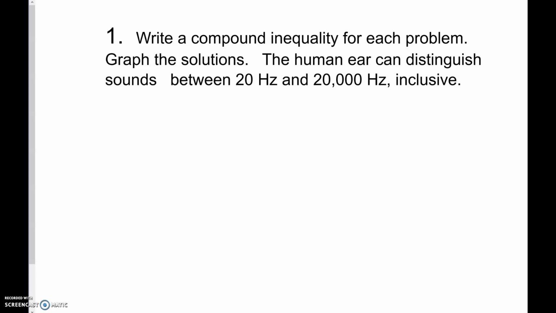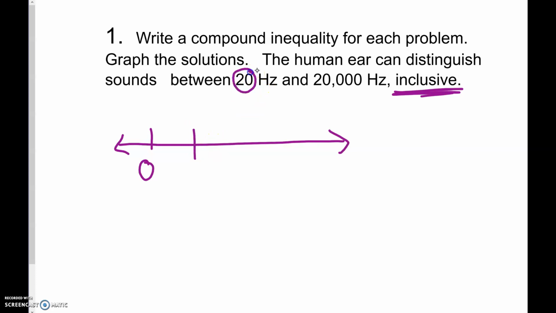Graph the solutions. The human ear can distinguish sounds between 20 hertz and 20,000 hertz inclusive. Okay, inclusive. That means we are going to be including. I, for some reason, like to start with my graph. And so my graph, if I put on my number line 0, and then I need the two numbers from the problem, 20 and 20,000.